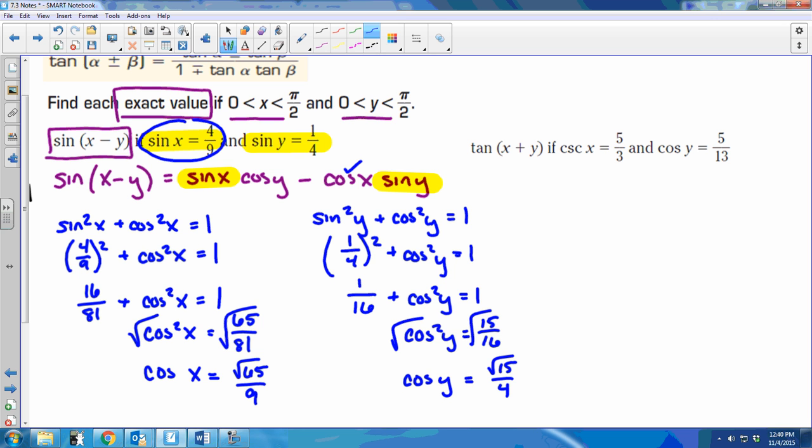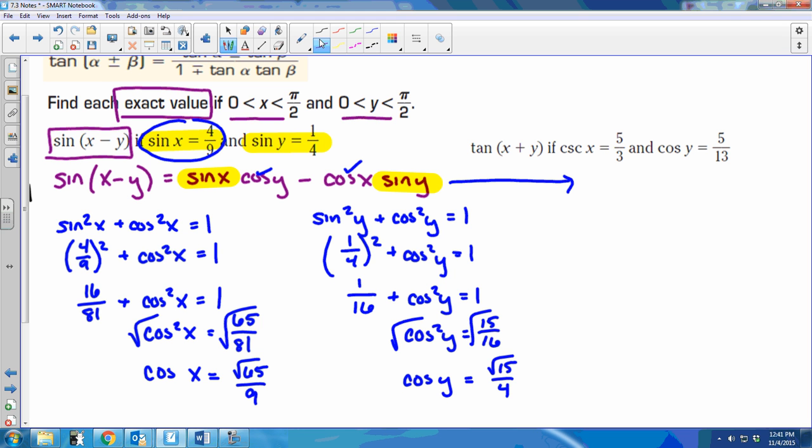Still not done though. We're almost done this time. All right, so now I have all of the pieces I need for the identity. I have sine x, I have cosine y, I have cosine x, and I have sine y, right? So I just need to go back and put them all into the identity and simplify.